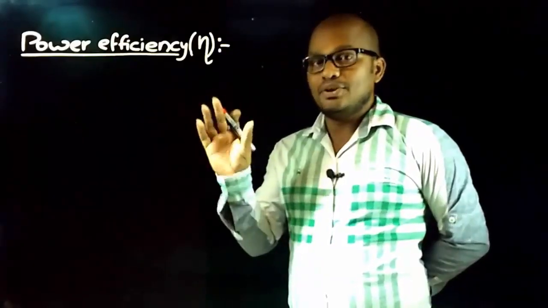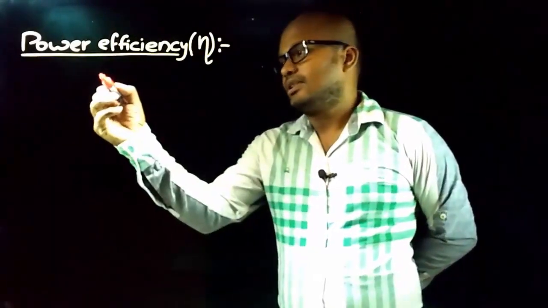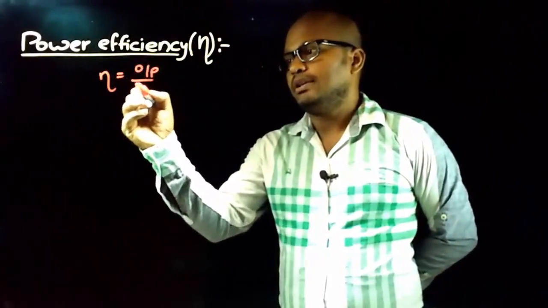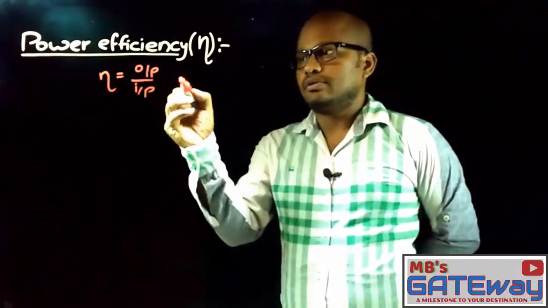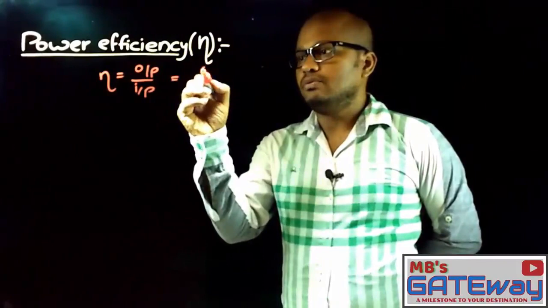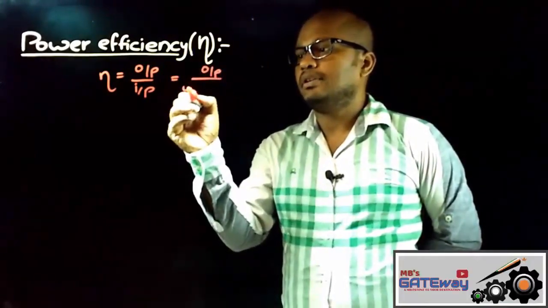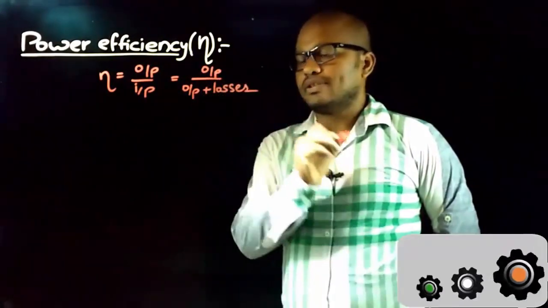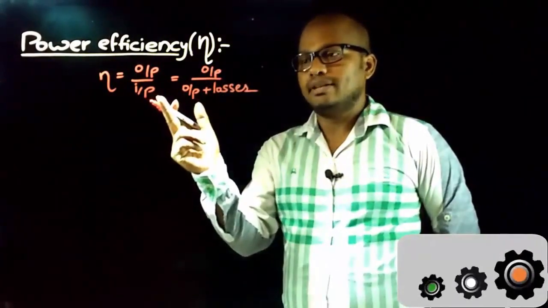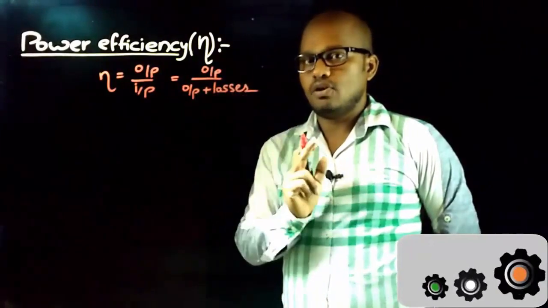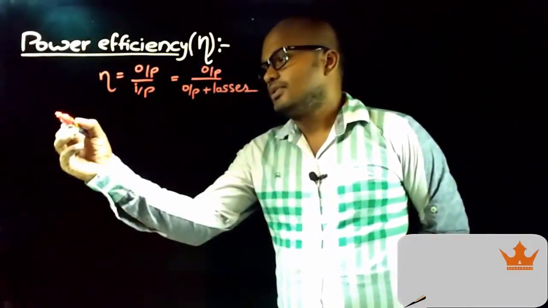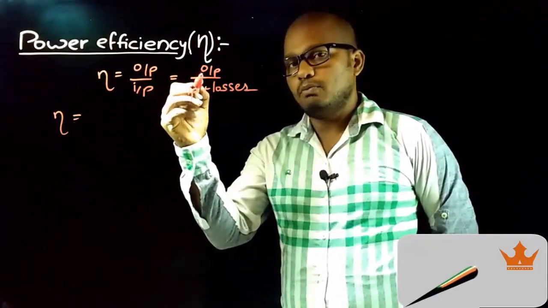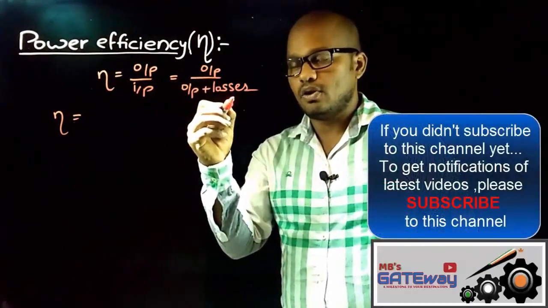Now, power efficiency of transformer. It is known that efficiency is equal to output power by input power, which can be taken as equal to output power by output power plus losses, because input power can be taken as equal to output power plus losses. And in case of transformer, efficiency is defined as the ratio of output power by output power plus losses.